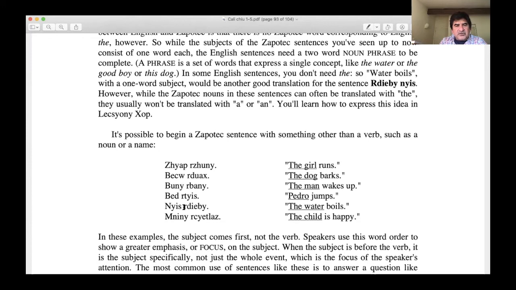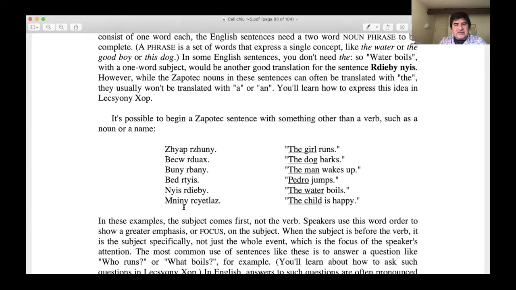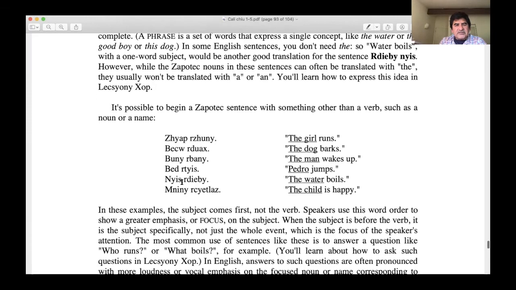Remember that we talked about the simple sentences, which is a verb and subject. Okay, but now we're going to be looking at something different, which is whenever you see the noun first, right here: Japrun, Baprun, Bunjerbain, Vädertis, Nesardiev, Ninerkitlas. We have the subjects here first, but those are the focus noun forms.